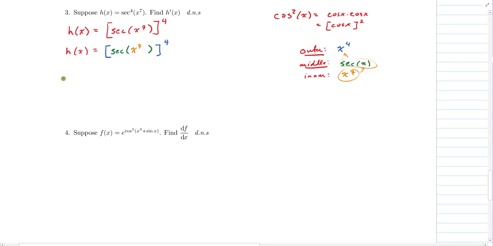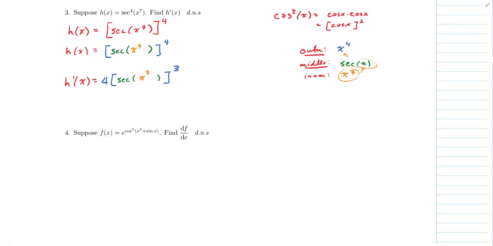So if we want to compute h prime of x, by the chain rule, what we're going to do is we're just going to take the derivative of the outermost function, leaving that inside expression alone. And then we'll continue. So how do we take the derivative of something to the 4th power? It is 4 times that something now raised to the 3rd power. That's how we've always taken the derivative of x to the 4th. So then we just simply copy in that inner expression that we had there.